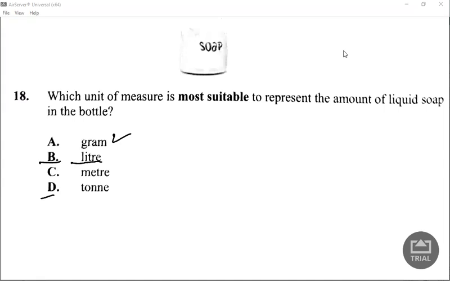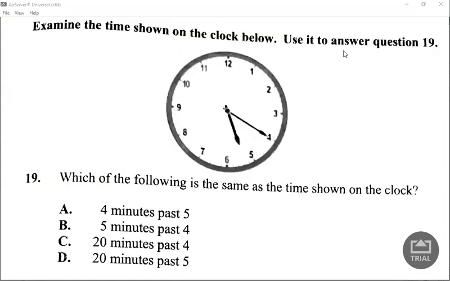Number 19, which of the following is the same time shown on the clock? So first, we know that the hour hand is the shorter hand, so it's between 5 and 6, so it's 5 something. Okay, the minute hand goes up by 5, right? So that's 5:20. All right, let's look at the options. It says 4 minutes past 5, that's not correct. 5 minutes past 4, not correct. 20 minutes past 4, not correct. It's 20 past 5. I don't think anybody else reads it, but Jamaicans read time like that.